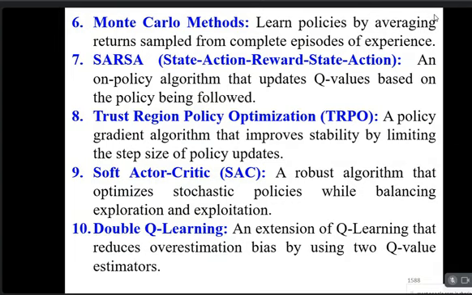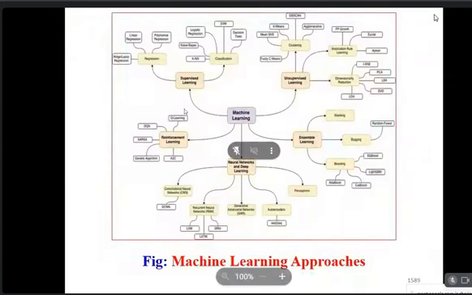Then the last technique is called double Q learning, an extension of Q learning that reduces the overestimation bias by using two Q value estimators. So this is machine learning.